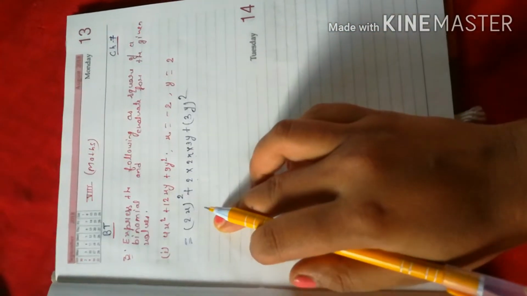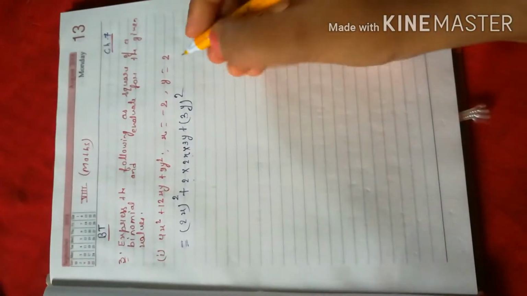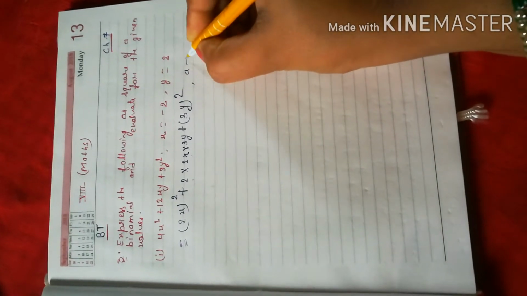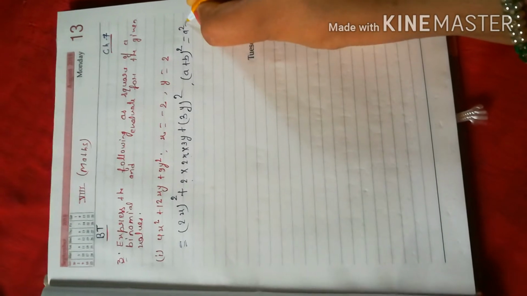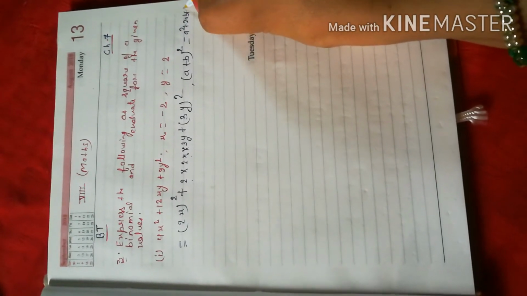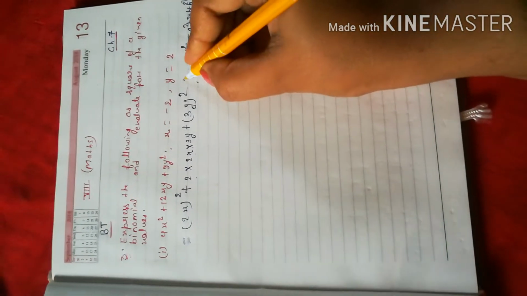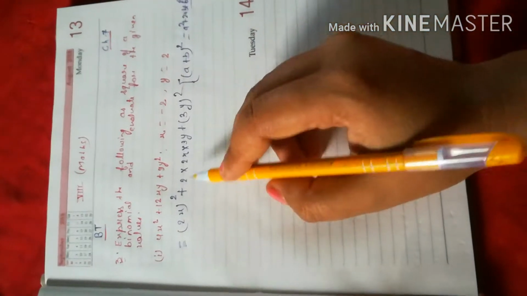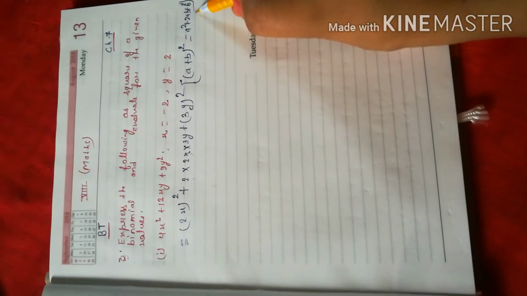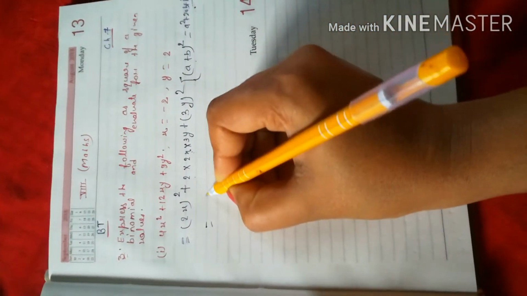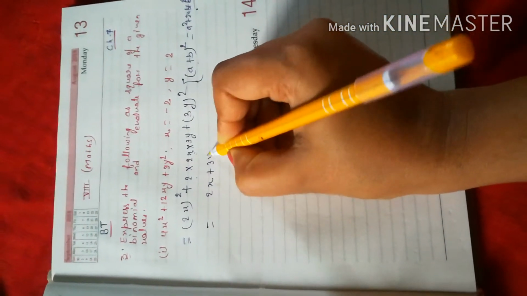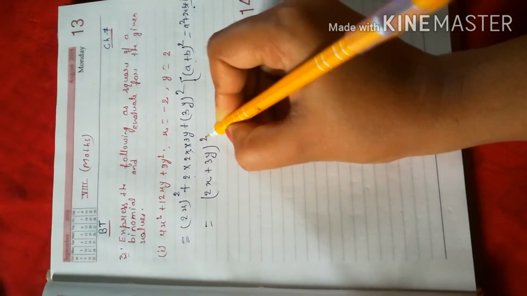Now we will use the identity a plus b whole square. Here see the identity: a plus b whole square equals a square plus 2ab plus b square. Now it is in the form of this, so we can write it in the form of this. So we can write 2x plus 3y whole square.